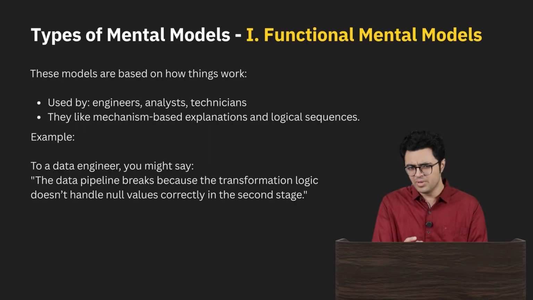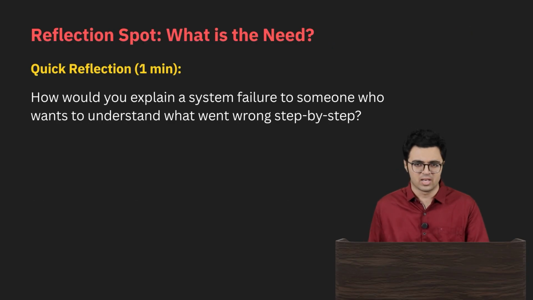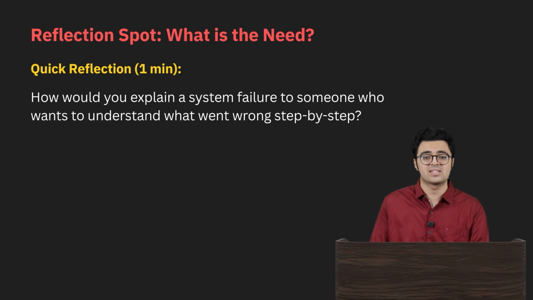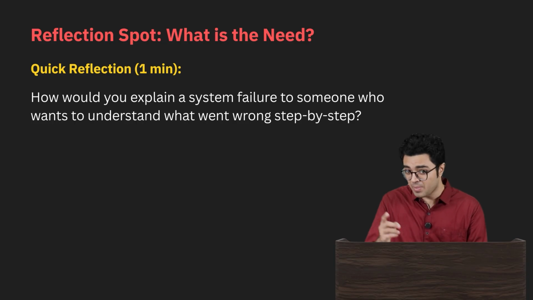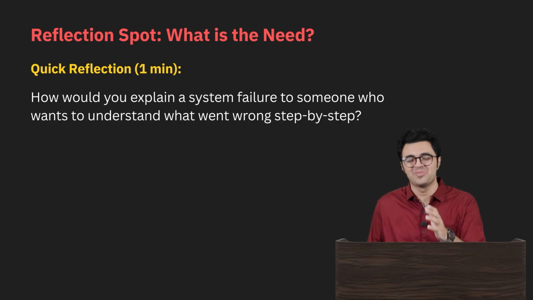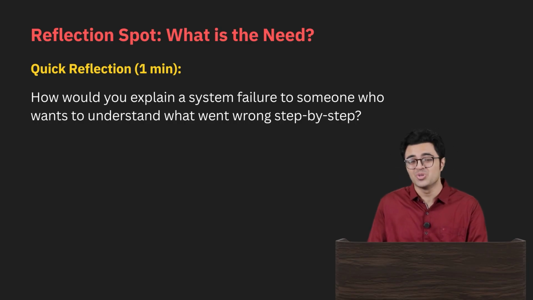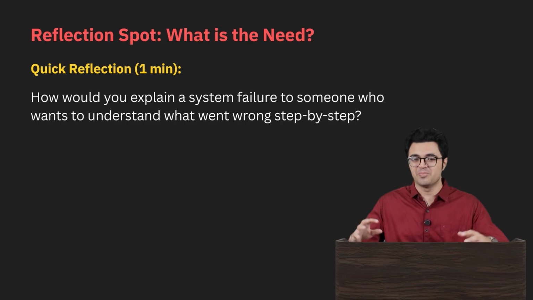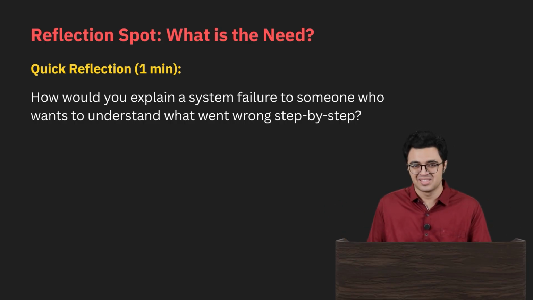Let's hold one minute for some reflection. How would you explain a system failure to someone who wants to understand what went wrong step by step? That's your clue that this is a functional mental model person. They want to know what went wrong, not just from a bird's eye point of view, but step by step. How would you do that? How would you break down the entire process? And that would be your reflection for the functional mental model. I'll see you again with the second one.